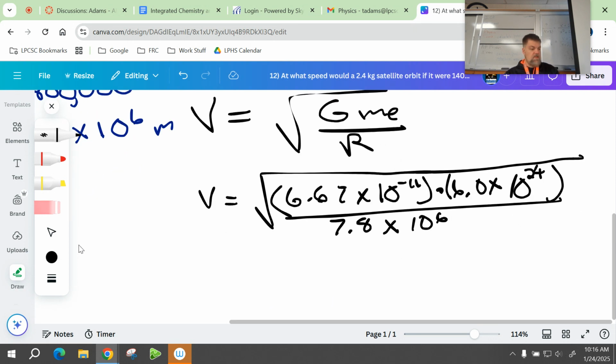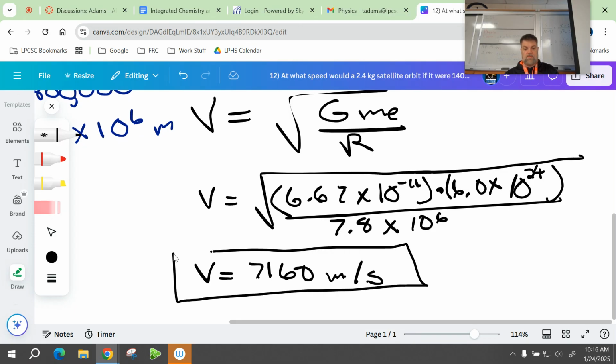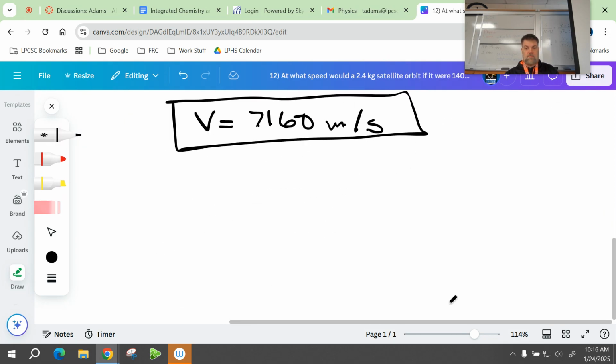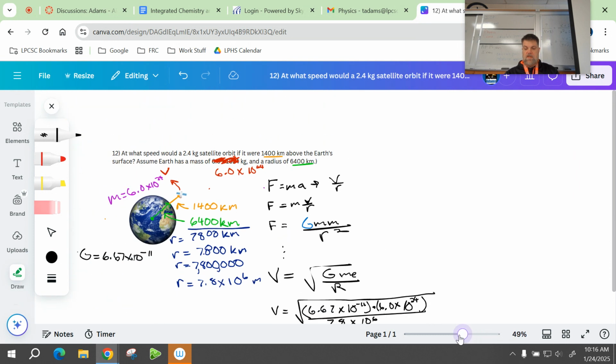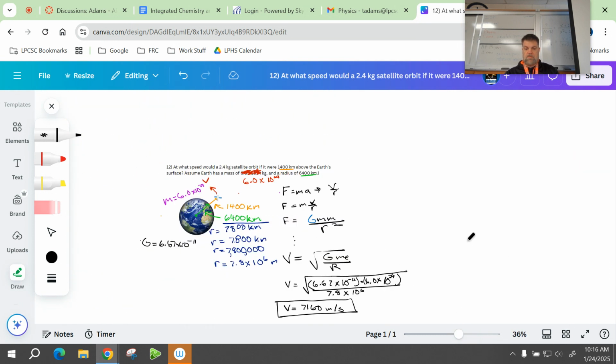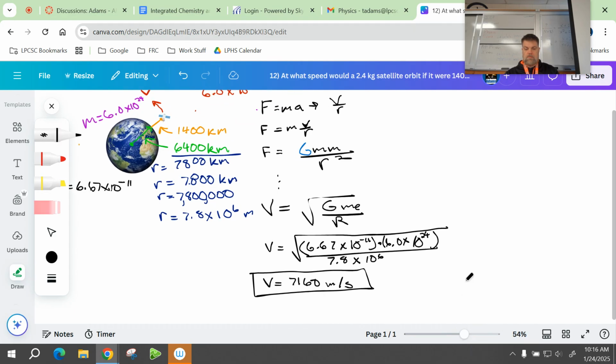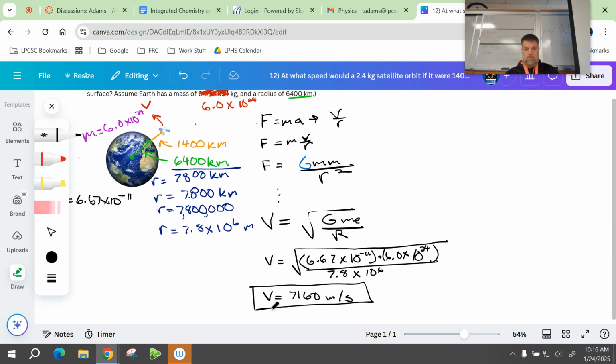And so then the final answer would be about 7,160 meters per second. That should be it.